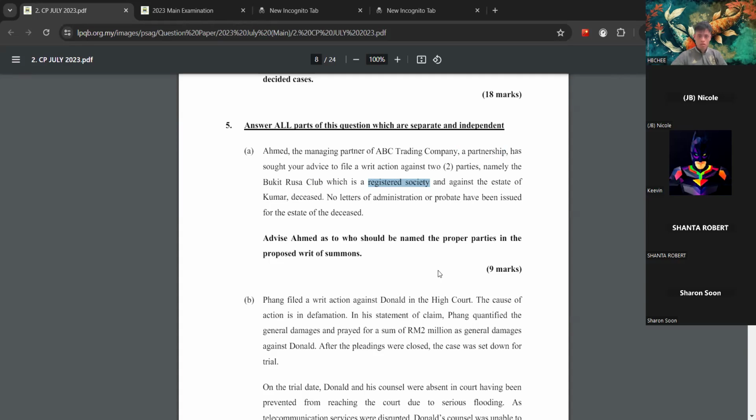the position. The most headache part is again the third defendant, who is the person holding the estate of Kumar, a deceased, and no letter of administration or probate has been issued. So in this case, you have to include the case of Ang Hoi Yin. In this case, the court held that the personal representative can only be sued if the letter of administration has been granted. Is that okay?